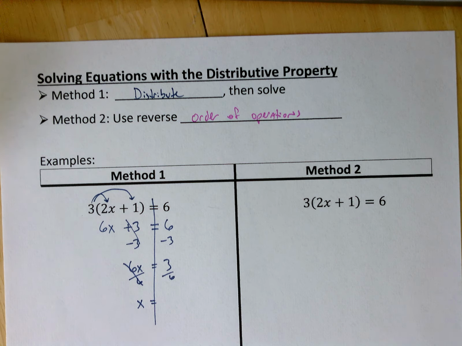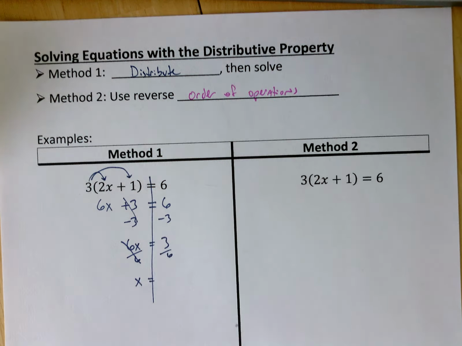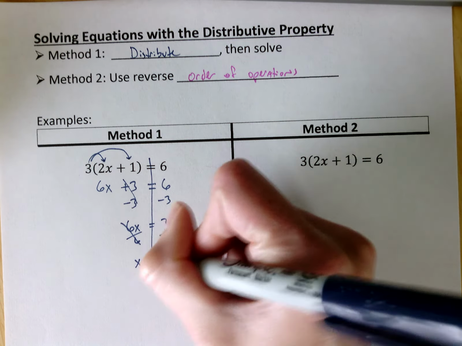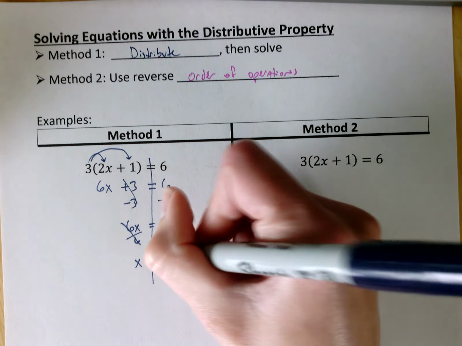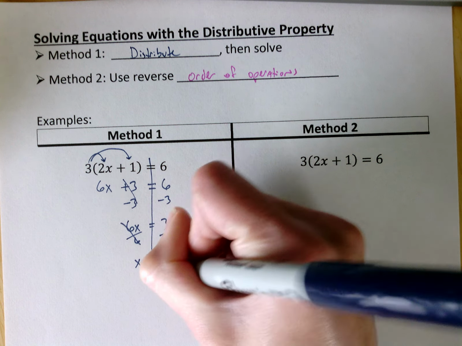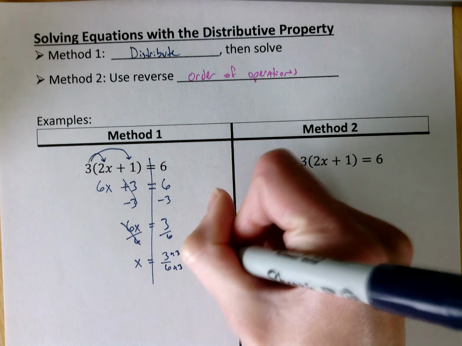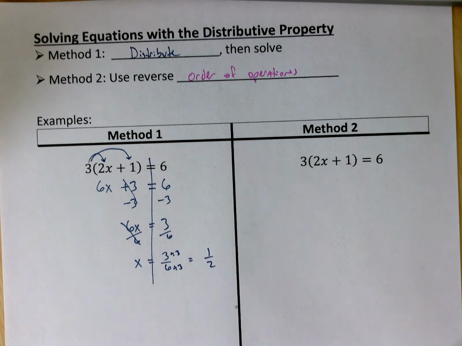Okay, and then 3 divided by 6, that's not going to be a whole number. So I'm going to leave it as a fraction, 3 over 6. But you do want to simplify that, right? So you can divide top and bottom by 3. Remember, you simplify fractions, and that works out to a half. So that's going to be my answer there. Okay, so that's method one.